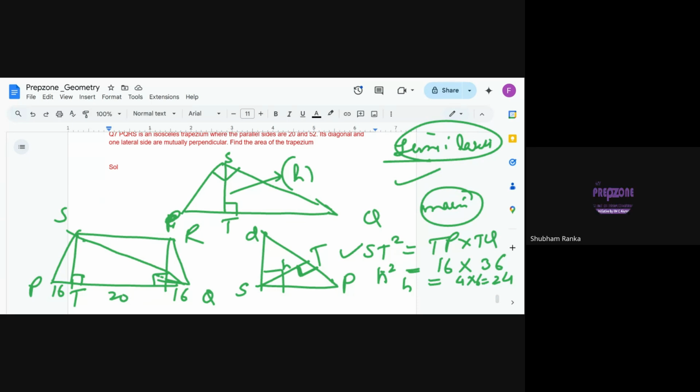Okay, fine. So we have got the height, but what is the area?